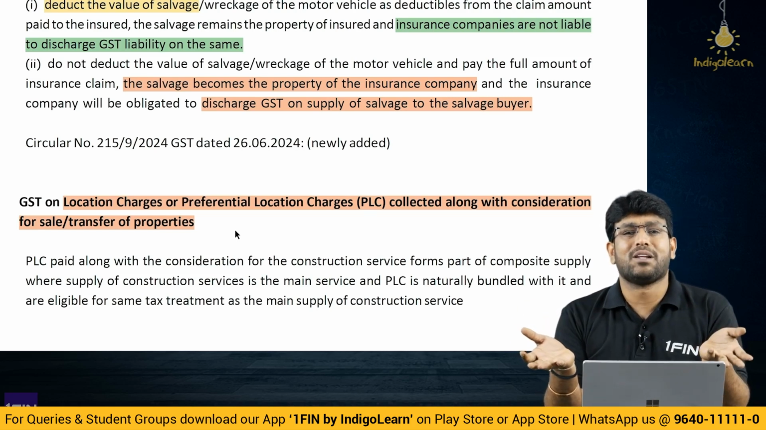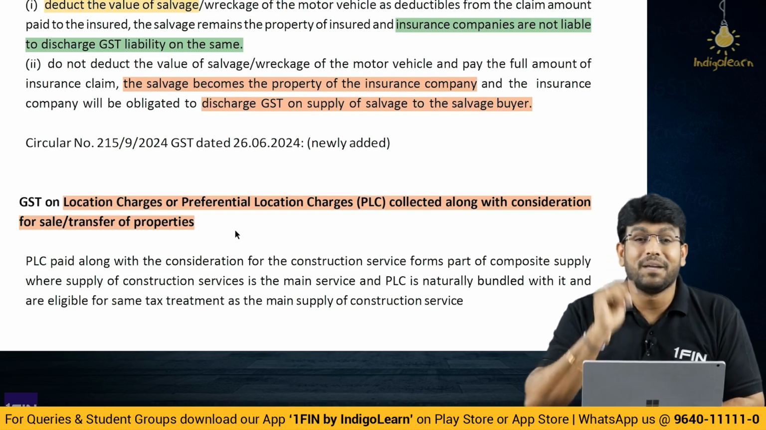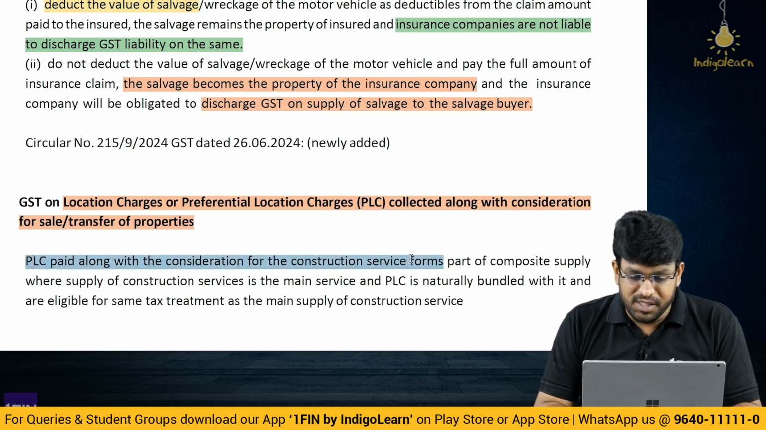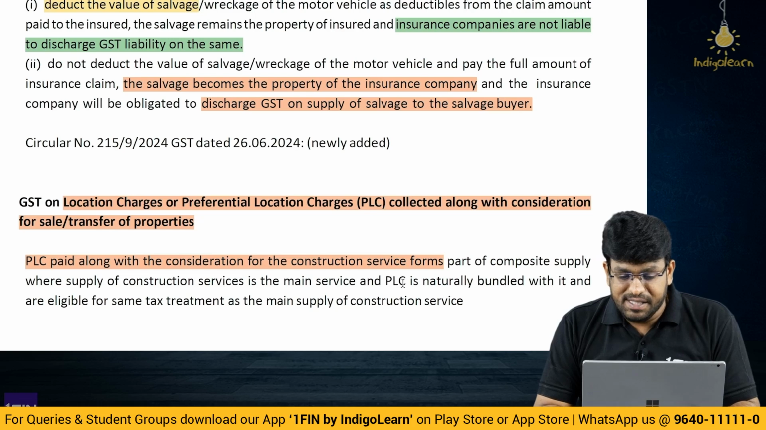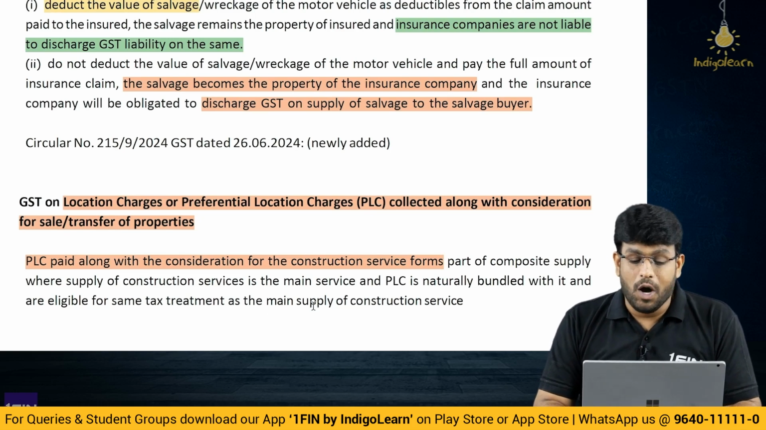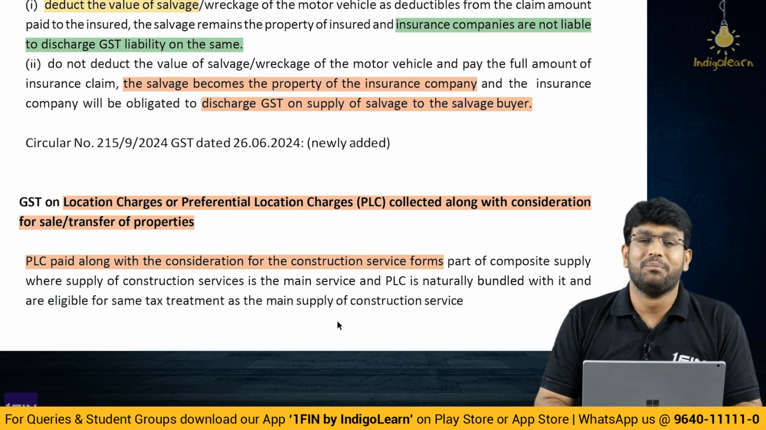It's a part and parcel of sale of land and building. Obviously. Come on, see that, my dear students. PLC paid along with consideration for construction service forms part of composite supply, where the supply of construction service is the main service and PLC is naturally bundled with it and eligible for same tax treatment as the main supply of construction service. A very interesting point.